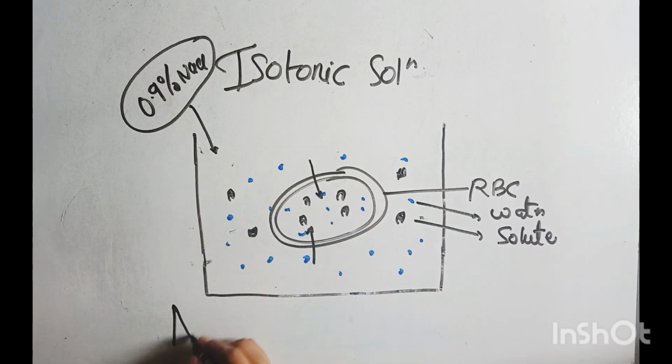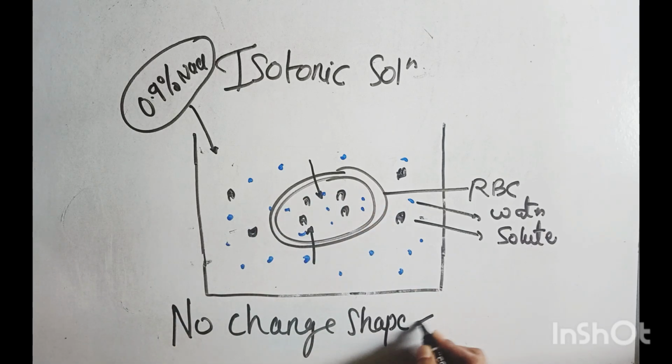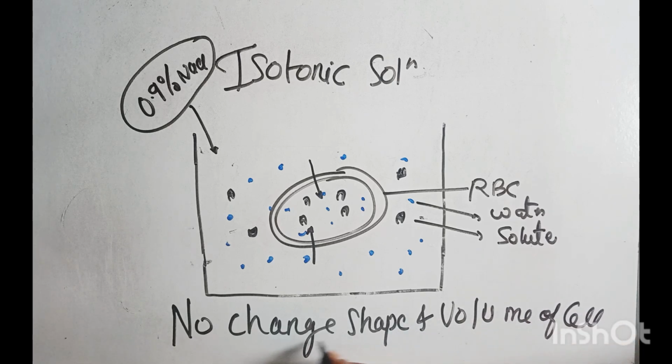So the water moves equally from the solvent to the solution and from the solution to the solvent. In this condition there is no change in the shape and volume of the cell. Why? Because both have the same concentration. That's why there is no change in the shape and volume of the cell. So this is the isotonic solution.